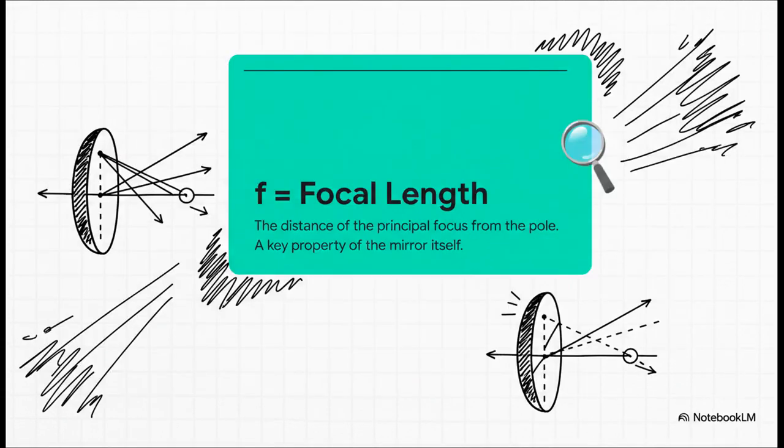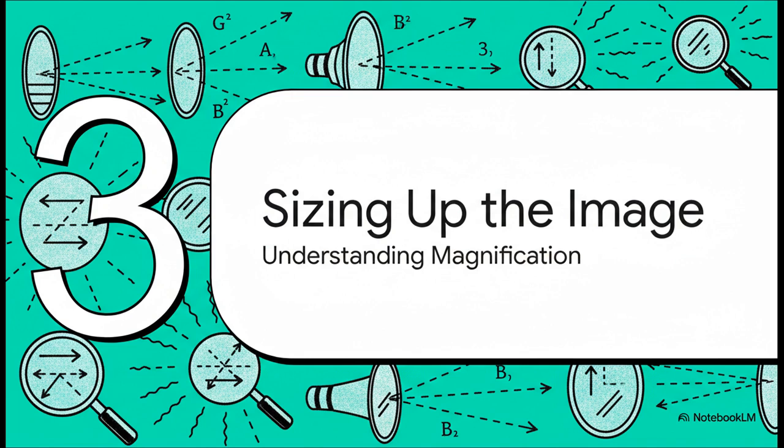And finally, there's f, the focal length. This has nothing to do with where you put the object. This is a property of the mirror itself. It's built in. It's all about the mirror's curve, and it tells us how strongly that mirror bends light rays together or spreads them apart. It's like the mirror's unique fingerprint. Okay, so now we can find where an image will be.